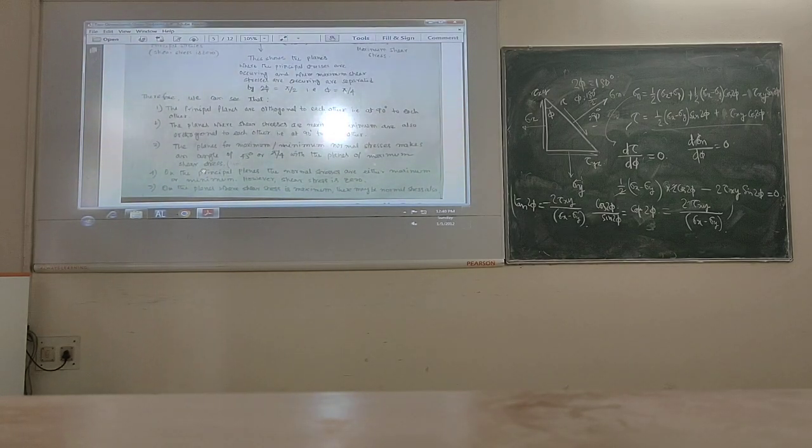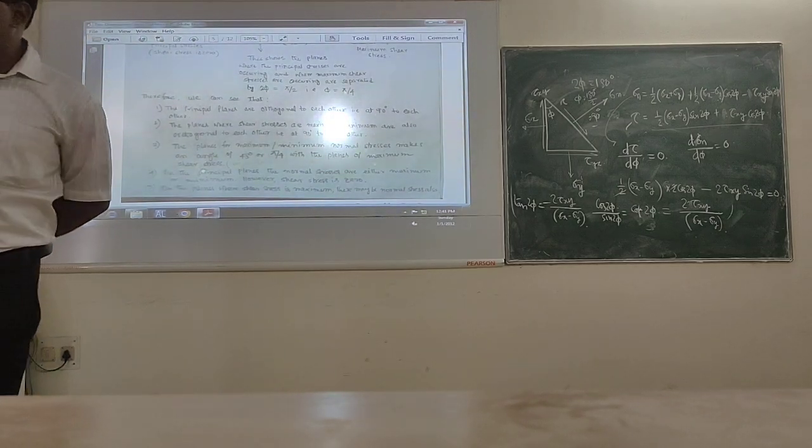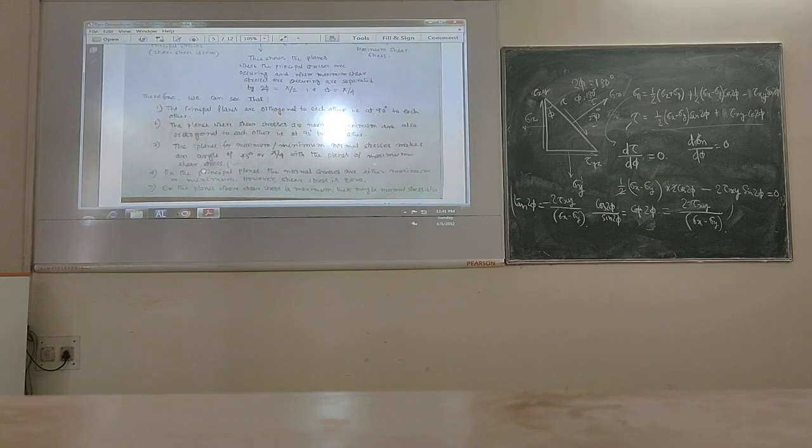therefore we can see that the principal planes are orthogonal to each other. I think you should not have any doubt now. Tan 2φ equal to minus 2 tau xy divided by sigma x minus sigma y. From that relationship, we have established that φ will be separated by an angle of how much? 90 degree. So basically, the principal planes are orthogonal to each other. What does orthogonal mean? That means they are at 90 degree to each other. The planes where the shear stresses are maximum or minimum are also orthogonal to each other.